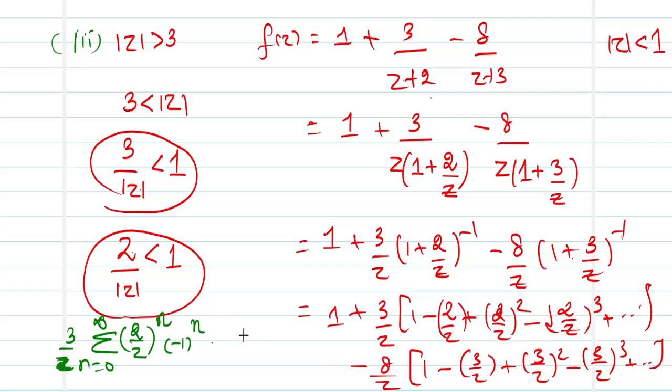Now coming to the second term, I have minus 8 by z. How can I write this expression as? n varying from 0 to infinity. This makes it as 3 by z the whole to the power of n, and the alternating term with minus 1 to the power of n. There is going to be 1 in front.